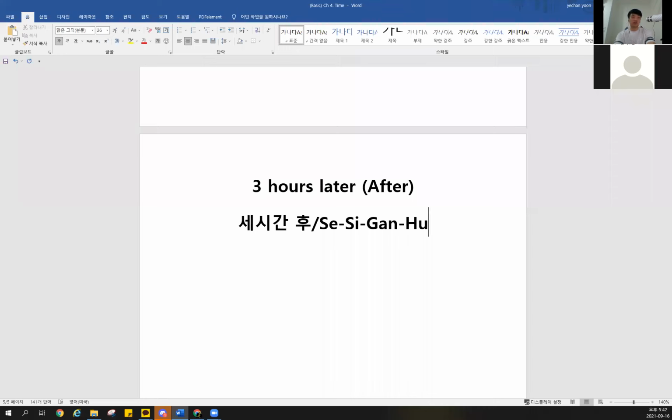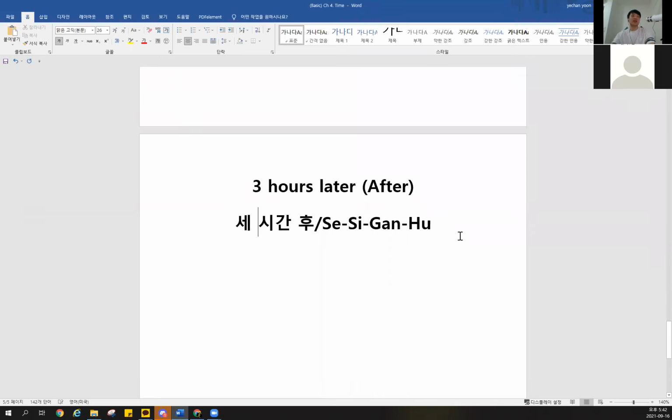Rani, 3시간 후. But as I mentioned before, 셋, for the hour, when you want to speak out, you have to use some changing form. Okay, native Korean changing form. Then 셋 is going to change to what? 세.